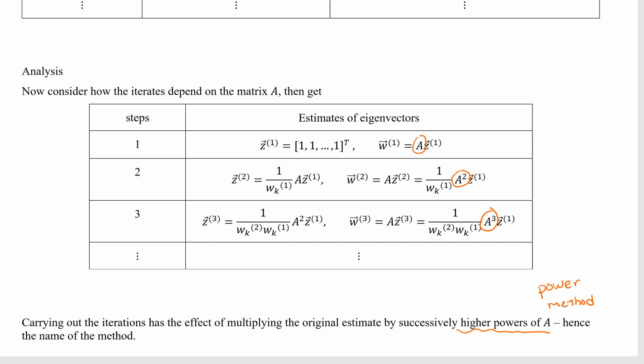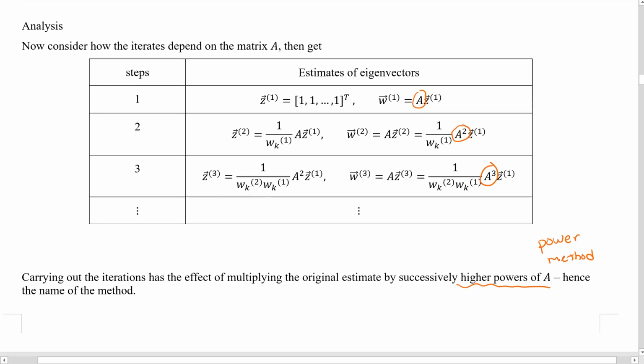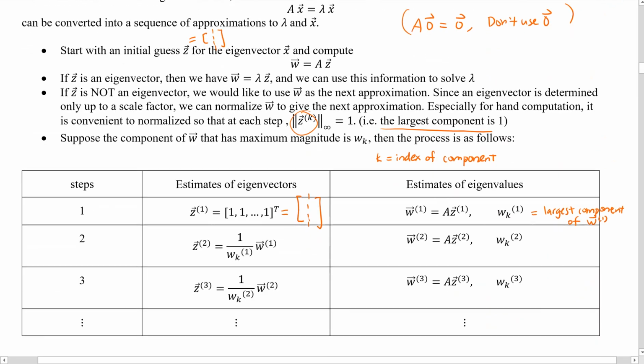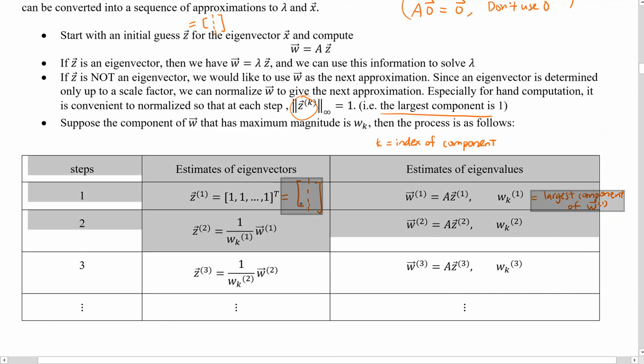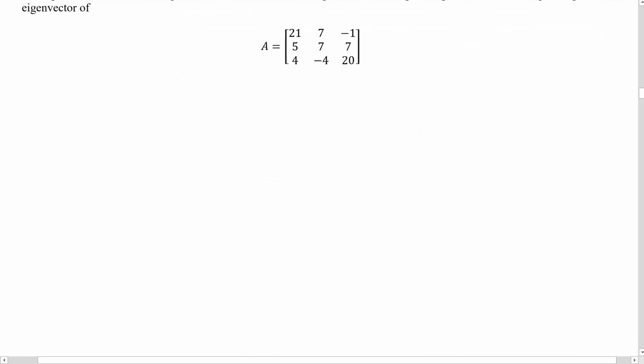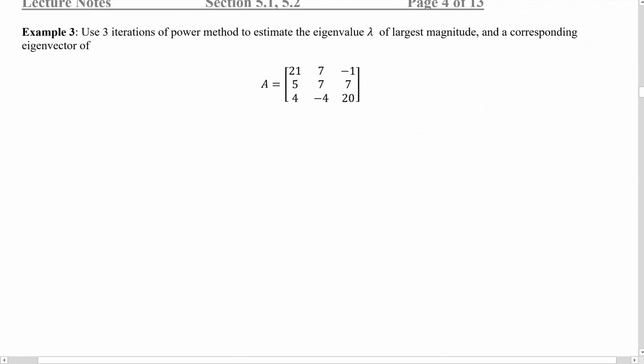So far, so good, everybody. Let's do some example. So keep this in mind. By the way, this table will be provided in the exams. Okay, so let's follow the steps. This is our A. We want to use 3 iterations of power method to estimate the eigenvalue and eigenvector. Okay, so the eigenvalue of the largest magnitude and the corresponding eigenvector.